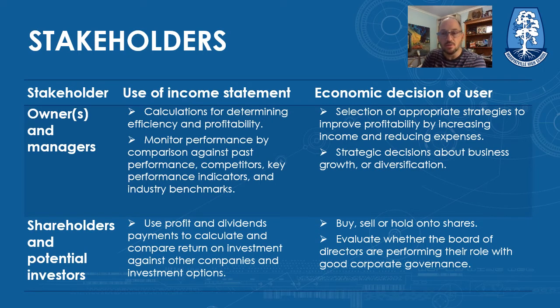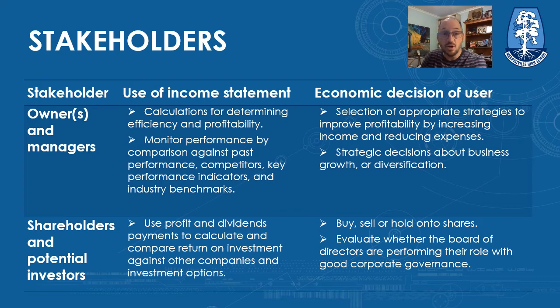What stakeholders would be interested in using the gross profit margin when assessing the income statement? Well, owners and managers would be. They want to calculate and determine the efficiency and profitability of the business. They want to monitor performance by comparison against past performance. Competitors, key performance indicators, which is the industry standards and the industry benchmarks.